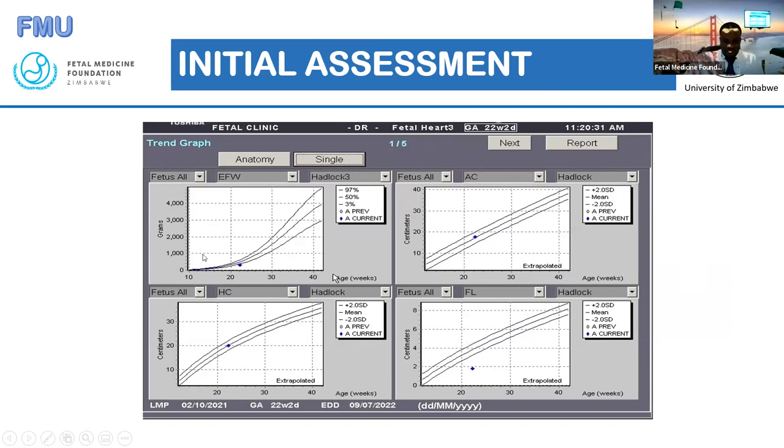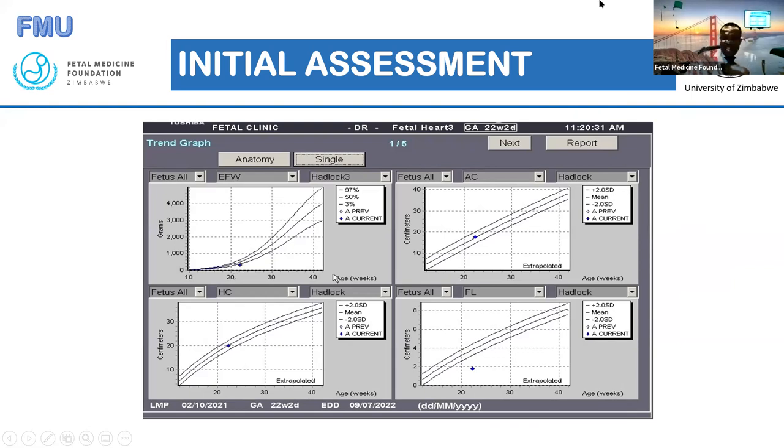So if you are to look at the estimated fetal weight, because we know with fetal weight, it's an average of the head circumference, the abdominal circumference, and the femur length. And if you are to zoom in on those specific parameters, the head circumference, you can see that it's in the normal range there at the 50th centile. And if you are to look at the abdominal circumference, it's again in the normal range at the 50th centile. But if you are to zoom in at the femur there, it's quite below the second centile. And this is the one affecting the estimated fetal weight to be below.